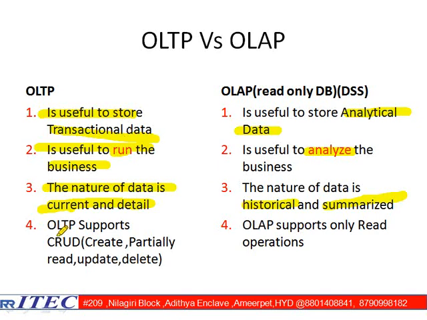From the fourth point onwards, our learning is actually going to happen today. The fourth point is that OLTP supports CRUD: create, partial reading, update, and delete. These are the functionalities it supports. We can create a record in the database, read some of the records, that is partial reading, update a record, and delete a record in OLTP. Whereas in OLAP, we need to do only one activity, which is called reading.